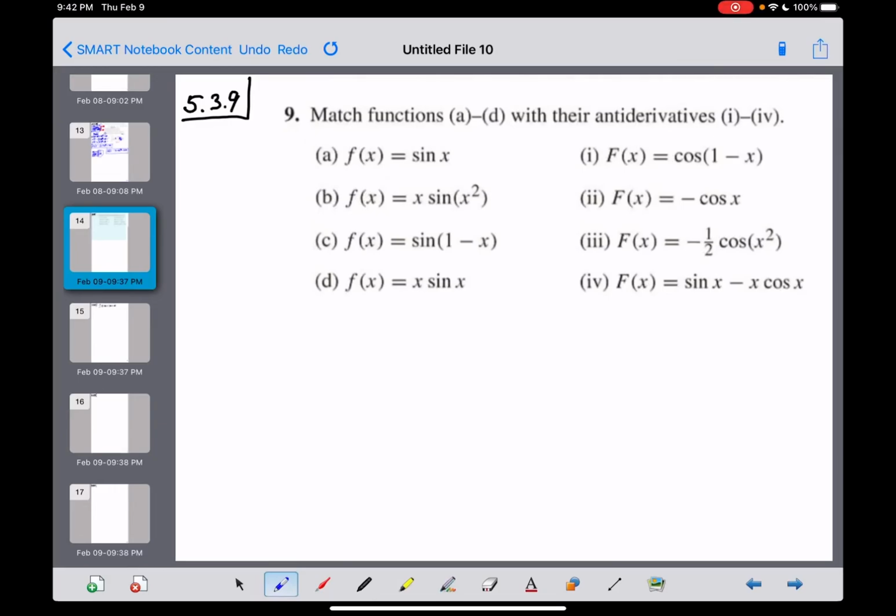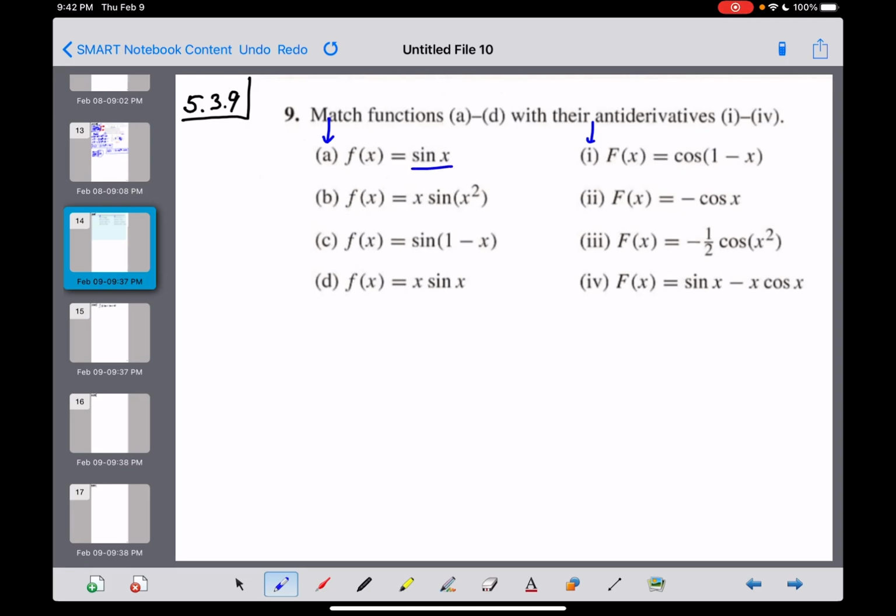Number 9 here in section 5.3 is asking you to match all these functions over here on the left, a through d, with their antiderivatives over here on the right. So basically, what we would really like to do with these problems, I think, is to take each one of those functions in the left-hand column and anti-differentiate it. And that's going to be easy, I think, for the first problem right here.